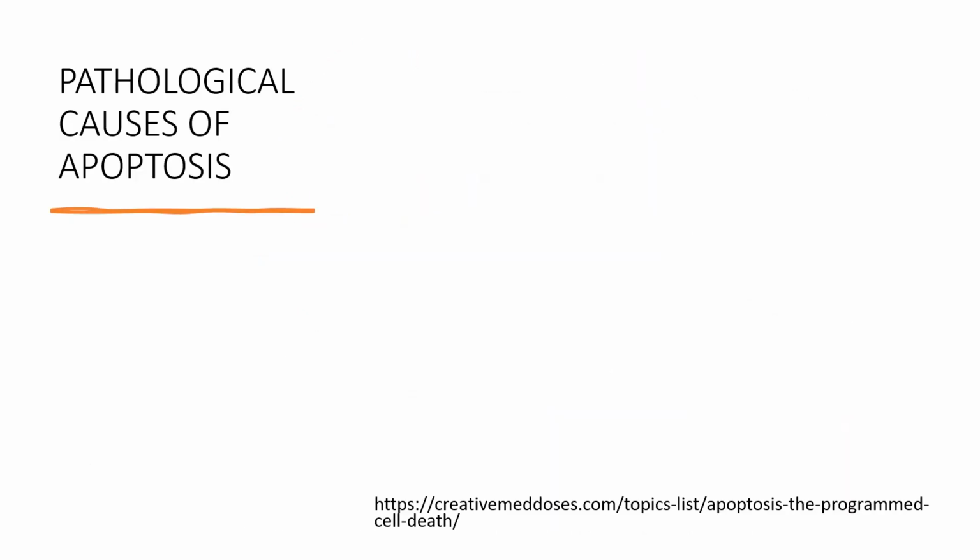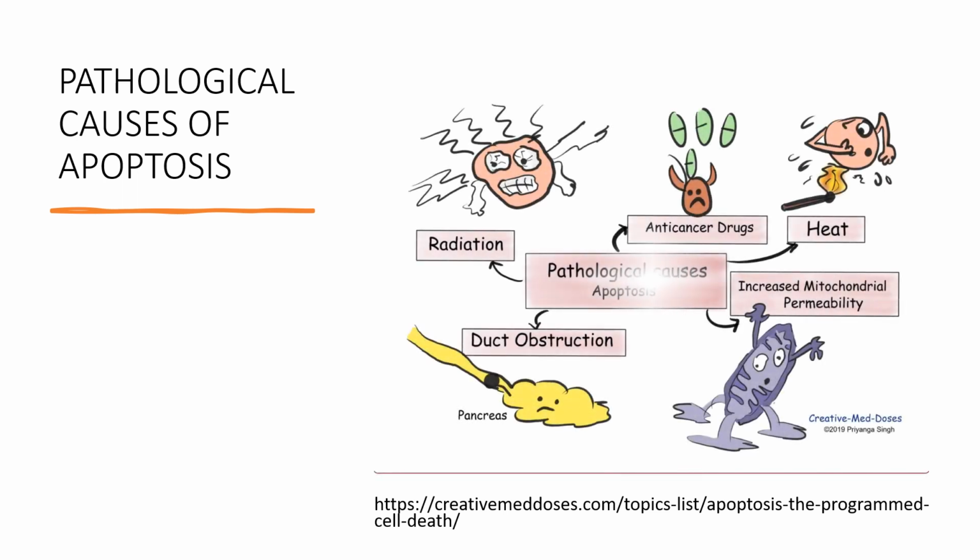Now let's try to understand how apoptosis works by looking at certain pathological causes. As we all know, our body is capable enough to remove any DNA damage or any offending agent by itself. But sometimes there are certain external causes like radiation or heat which will irreversibly damage the DNA. So in this case, there is increased mitochondrial permeability and accumulation of toxic proteins. Now that is usually eliminated by the body via apoptosis.